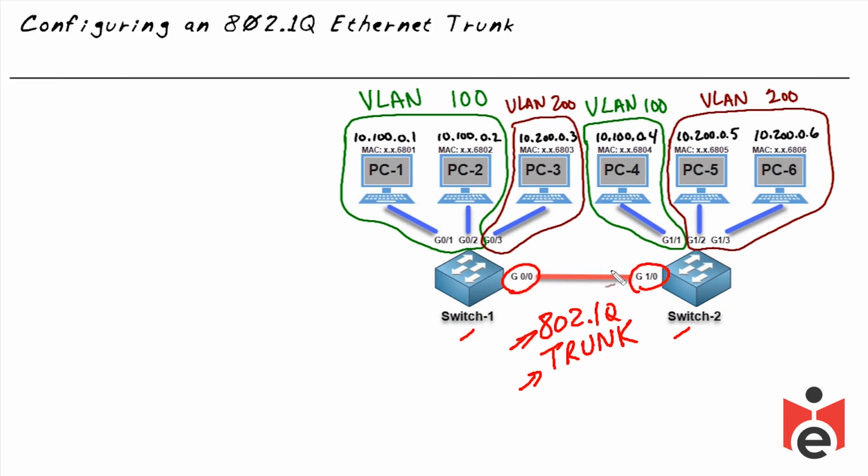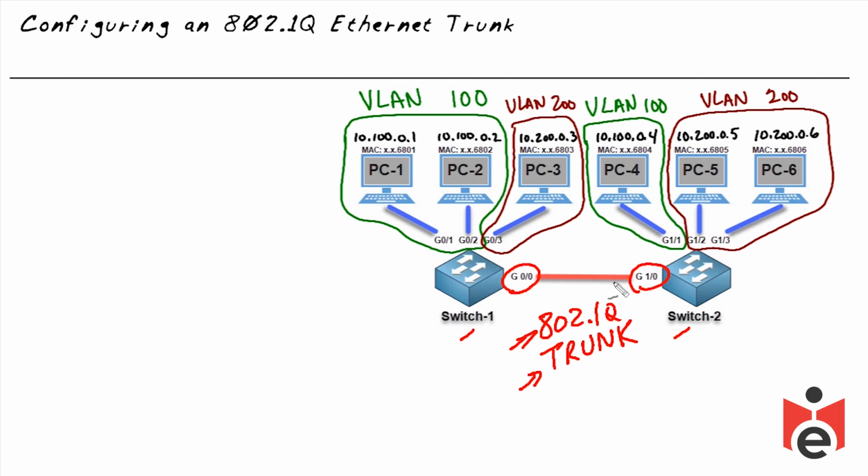And what I thought would be also fun is to show you the configuration for the access ports as well. So we'll do the whole thing in this demonstration, which includes specifying that gig 0/1 and 0/2 on switch 1 are access ports in VLAN 100, as well as switch 2's gig 1/1, and then we'll configure gig 0/3 on switch 1, as well as gig 1/2 and gig 1/3 on switch 2, so that those ports are associated with VLAN 200.